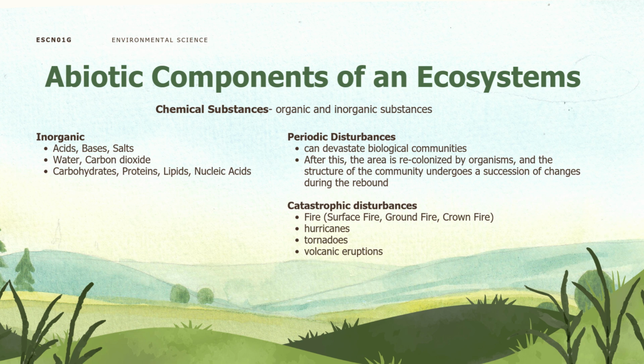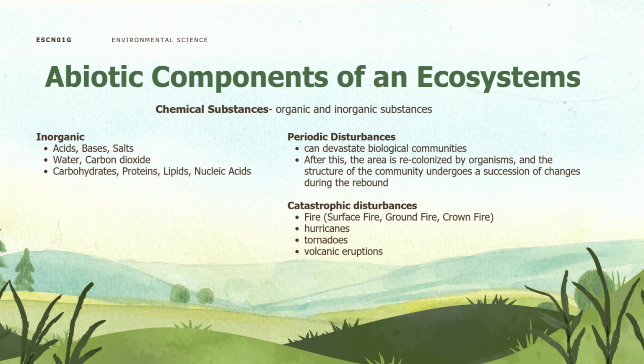Now, with periodic disturbances, we can also have what we call catastrophic disturbances. And this is related with catastrophes. Like, for example, the natural calamities like hurricanes, tornadoes, volcanic eruptions, flooding can be another example of this one. Fire, like surface fire and ground fire. Well, all of those are examples of catastrophic disturbances that can alter what? Biological communities and an ecosystem.